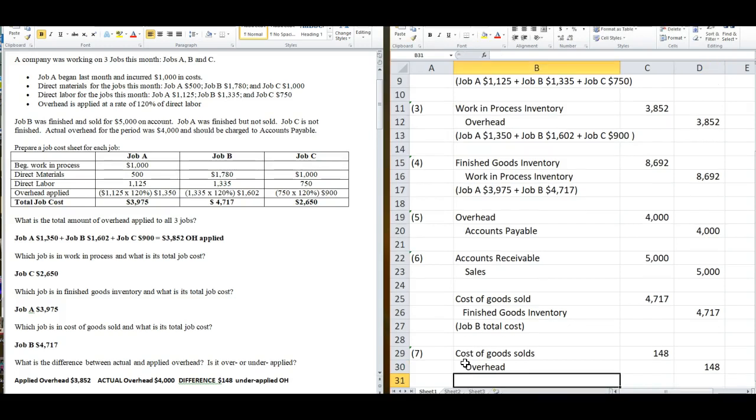That's it. That's how we handle job costing. I hope this helps. If you have any questions, just let me know.